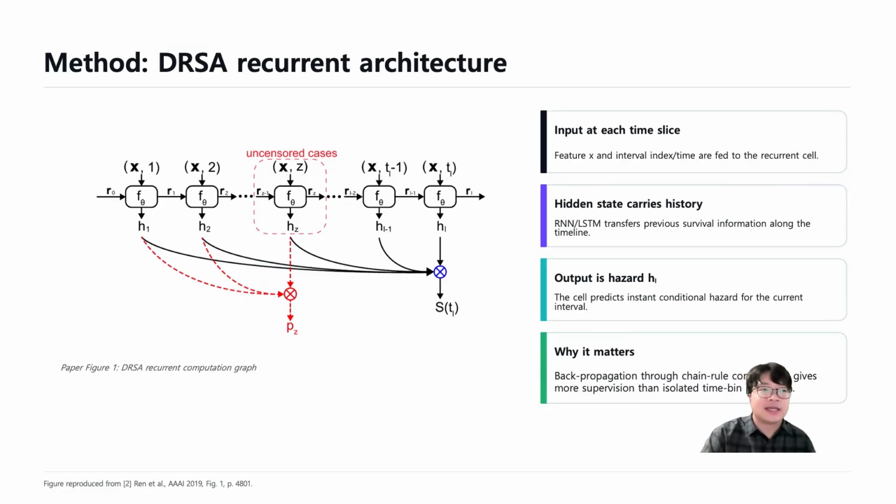The key point is that DRSA does not predict each time bin independently. Instead, it connects time intervals through recurrent computation. This allows the model to capture temporal dependence and give more structural supervision through the chain rule construction.